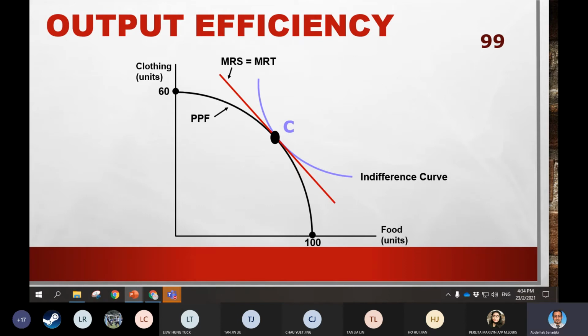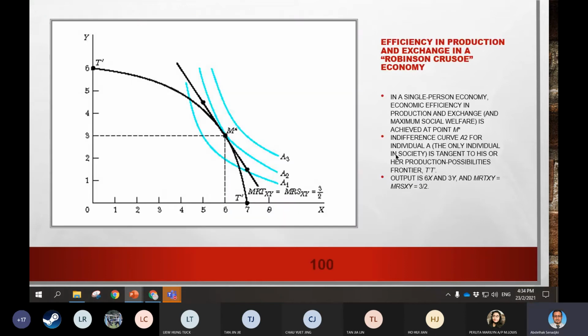At the point of tangency here at C of the indifference curve and the production frontier, the marginal rate of substitution, which is the slope of the indifference curve, equals exactly the marginal rate of transformation, which is the slope of the production frontier also. These slopes are equal, therefore the marginal rate of substitution equals the marginal rate of transformation, and we reach equilibrium. And if we look at this, where we have so many indifference curves, A1, A2, A3.